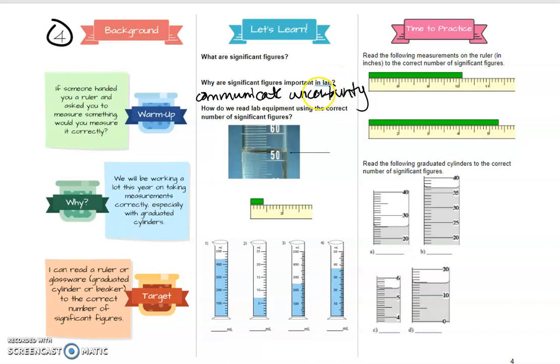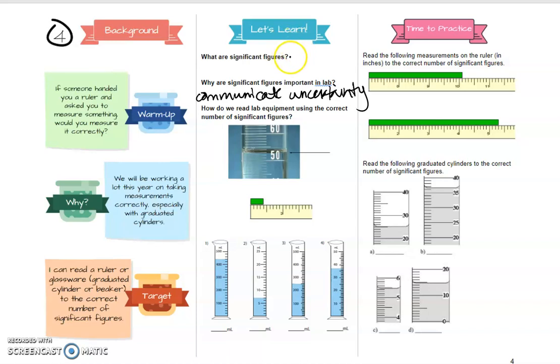So it tells someone where you had to estimate in lab, or where you had to round to, basically. Okay, so they understand that's the measurement you took. That might be a little different according to other people. Now, significant figures themselves are going to be the exact digits of the measurement plus one uncertain digit.